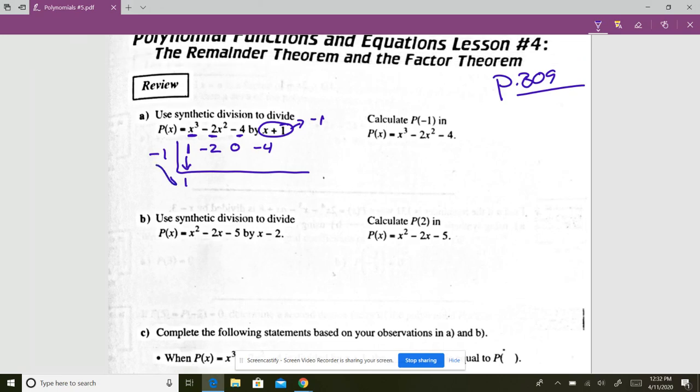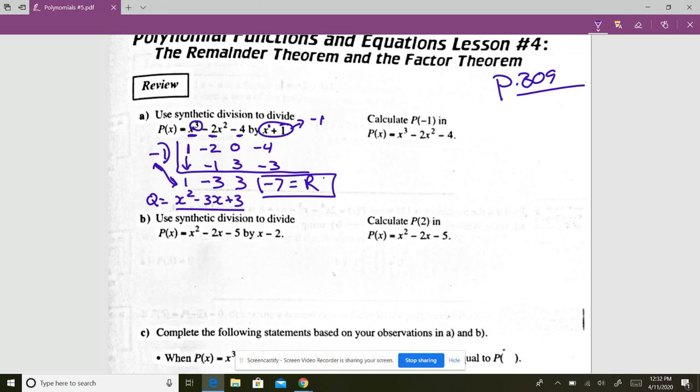We multiply these two together, so I get negative 1. Then you always add: negative 2 plus negative 1 is negative 3. Negative 1 times negative 3 is positive 3. Add again, you get 3. Negative 1 times 3 is negative 3. Add them together and you get negative 7. That is my remainder. If you want the quotient, remember it's a cubic divided by a linear, so degree 1 less. So it would become x squared minus 3x plus 3.